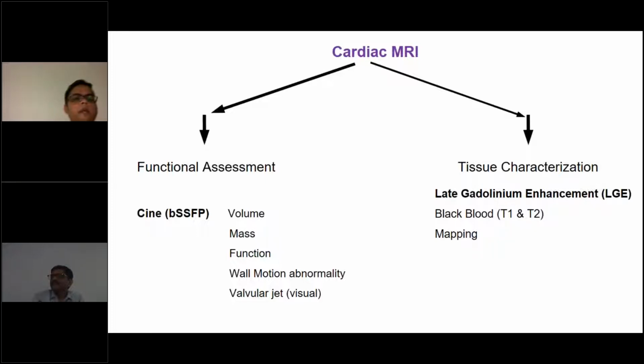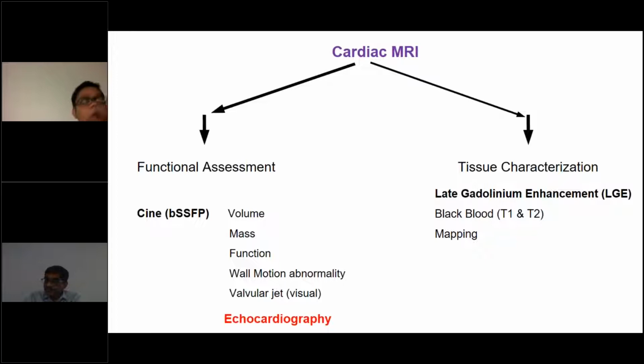The cine imaging and the late gadolinium enhancement imaging are the two main pillars of cardiac MRI. The cine imaging is done with the help of balanced SSFP sequence. It helps us in accurate calculation of ventricular volumes, mass, function, and detection of wall motion abnormality and the valvular jet. But all this information can also be obtained in a very effective manner with the help of echocardiography, which is a readily available and relatively inexpensive modality.